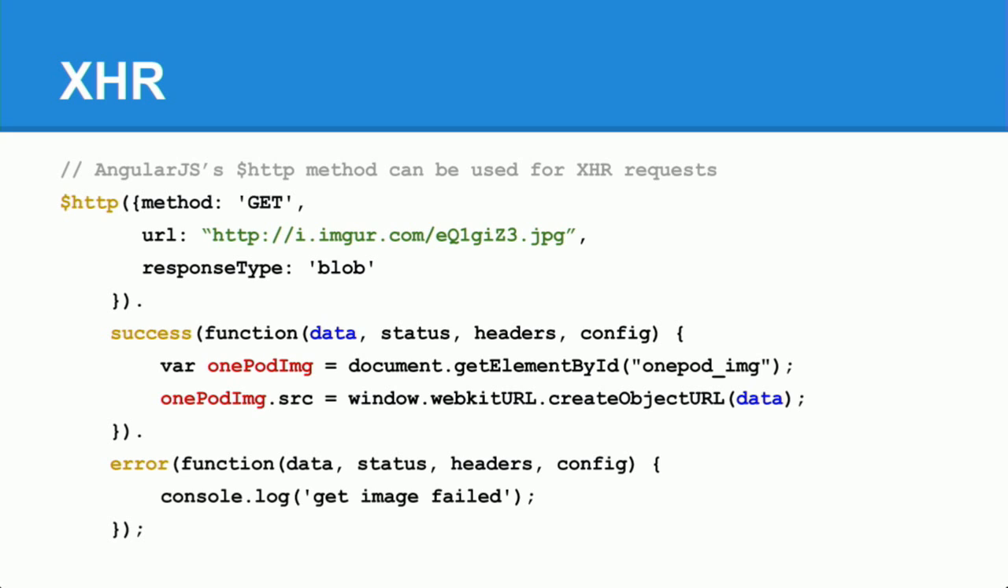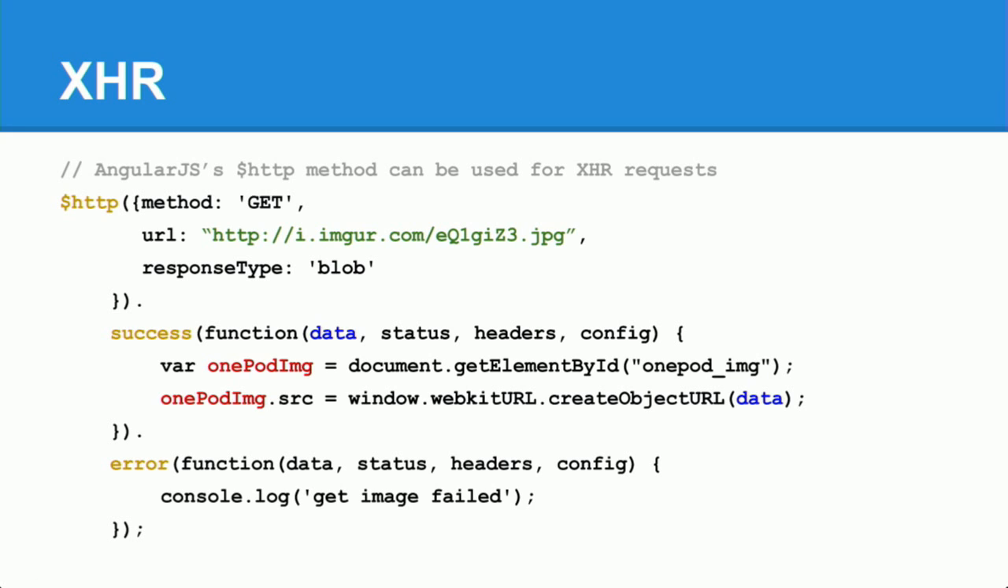I have in my HTML this image tag with an ID that I specified, one pod under image. So I'm going to grab a reference to it, and then I can set the source with window.webkitURL.createObjectURL, and then the data. It's going to allow me to just take that data that's the result of this web request, which actually works the same way as the XHR stuff. It's just a slightly different API, and then set that into the image.